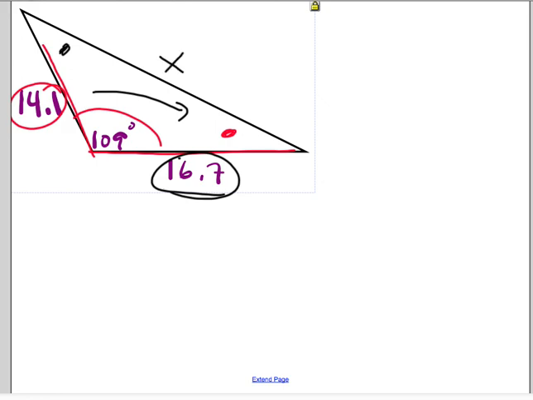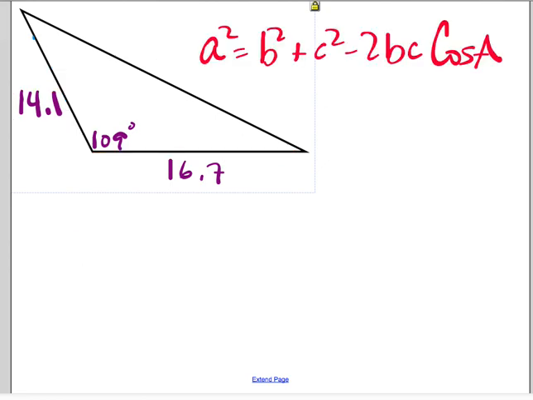Well, in this case, I would recognize that I've got a side there, and an angle in between. That is a side angle side triangle. And so I have to use the cosine law, which we'll talk about here right away. And the cosine law is a bit of a complicated formula. It's more complicated than the sine law. Sine law is pretty easy.